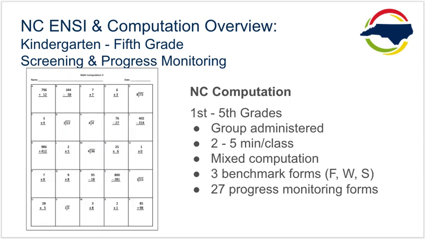The ENSI computation measures are mixed computation. They are available for 1st through 5th grades. These can be administered to a whole class and are between 2 and 5 minutes in length depending on the grade level. There are 3 benchmark or screening forms, and there are 27 alternate forms for progress monitoring. The score for the ENSI computation is separate from the ENSI composite score.